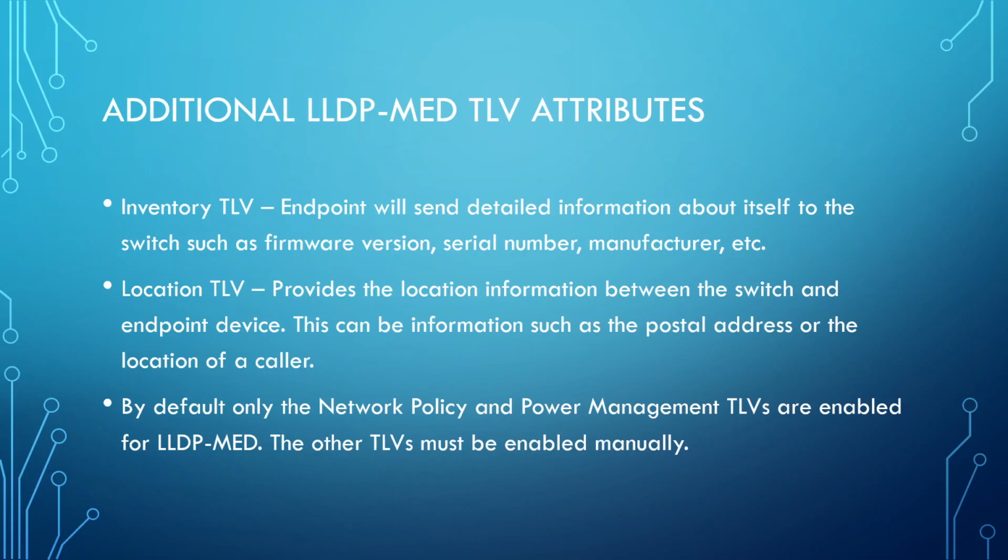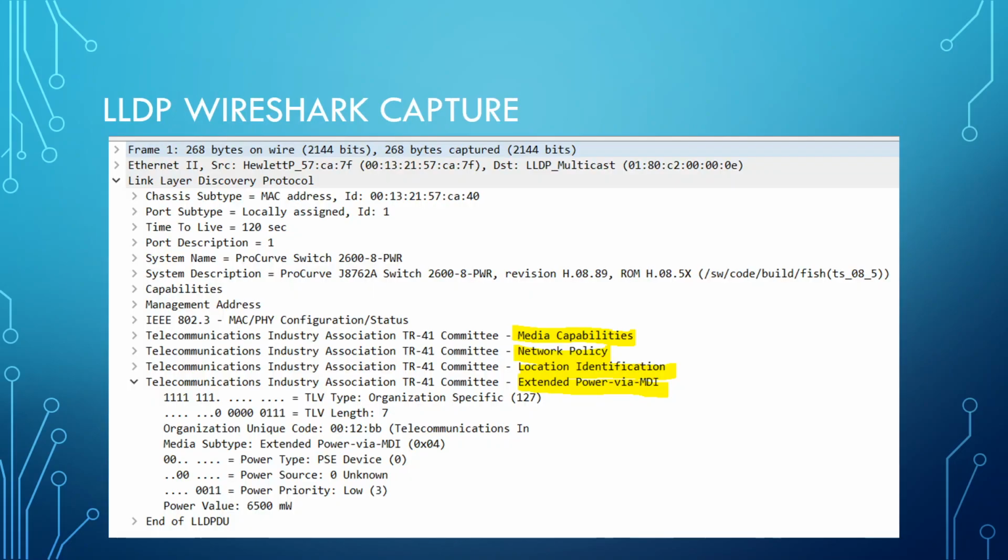So takeaway from this, LLDP MED is used between a switch and an IP phone, or a switch and any device which supports voice over IP application. It just allows us to convey the voice over IP information. So it allows LLDP to convey information such as, let's say, your voice VLAN, let's say power over Ethernet requirements, all that sort of good stuff.